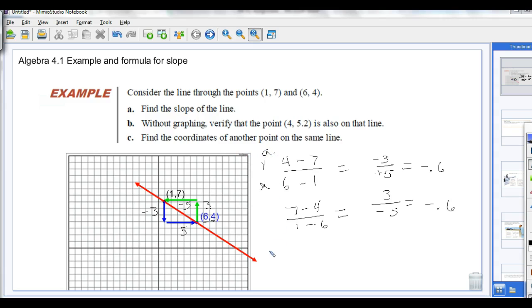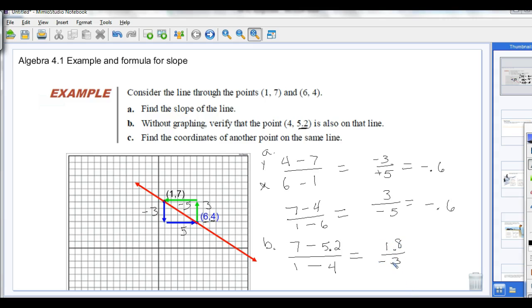That is for part A. For part B, it says verify that the point (4, 5.2) is also on that line. So let's choose a point. I'm going to choose the point (1, 7). I'm going to start with the 7, and instead of subtracting the y value of this point, I'm going to subtract the y value of my other point, 5.2. So 7 minus 5.2, and I'm going to divide that by, I started with 7, so I'm going to start with 1, minus my x value, which is 4, right? So 7 minus 5.2 is 1.8, divided by negative 3.